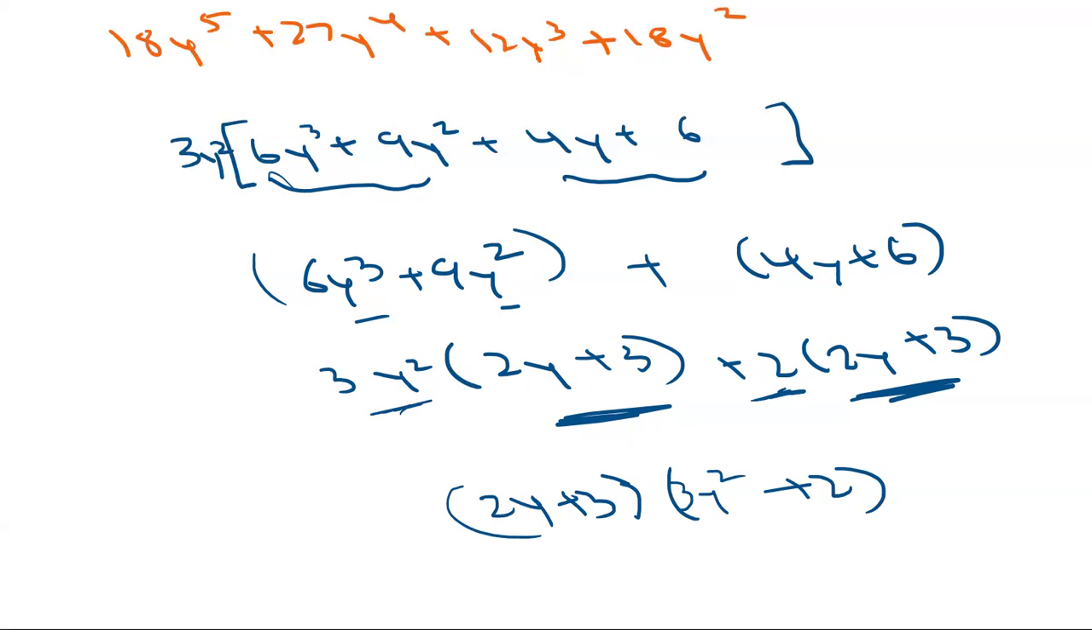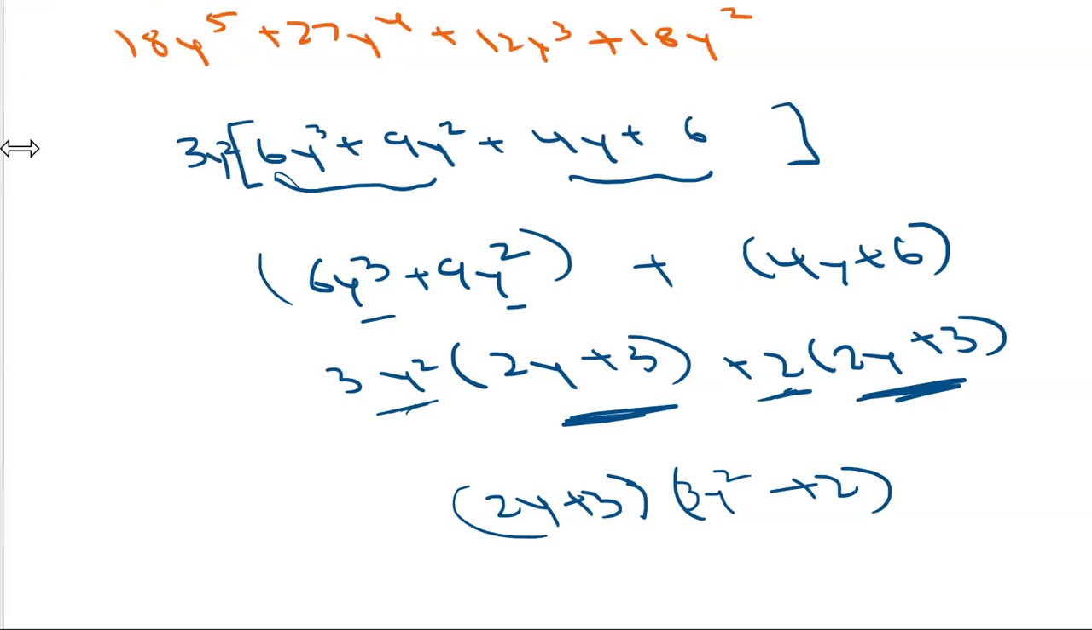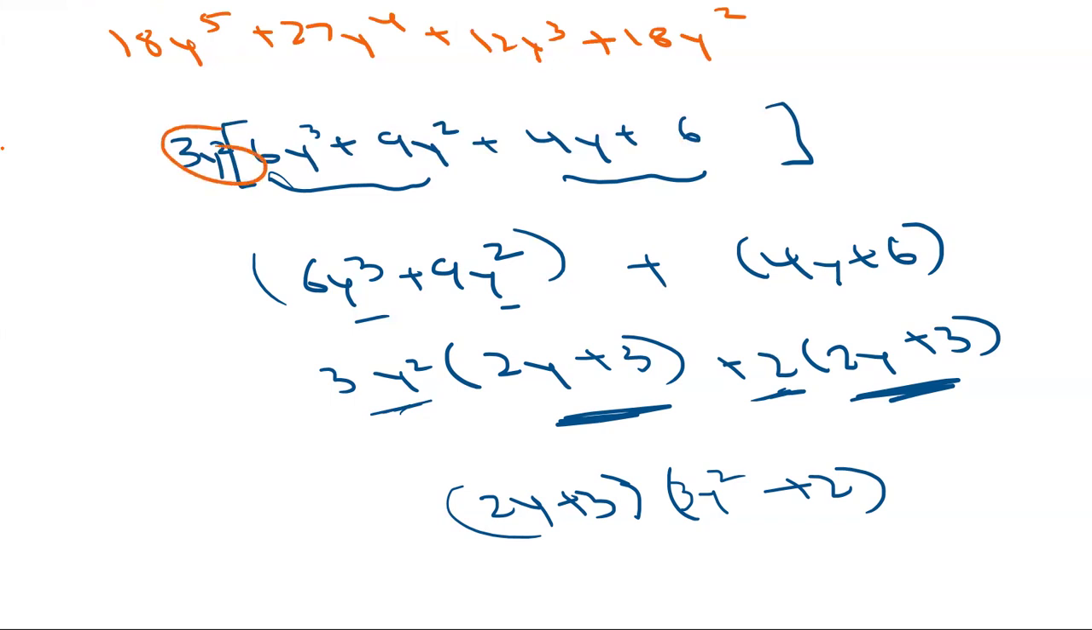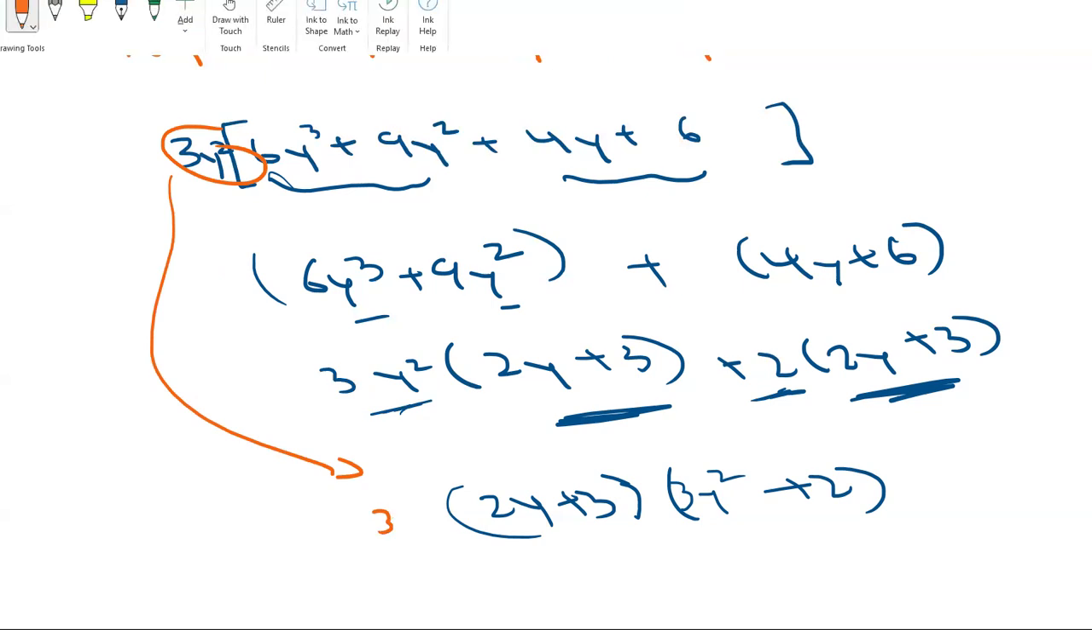Okay. Now, don't forget the one that we had done originally. Which is this term in the front. Okay. So we need to bring that down. So that gives us 3.